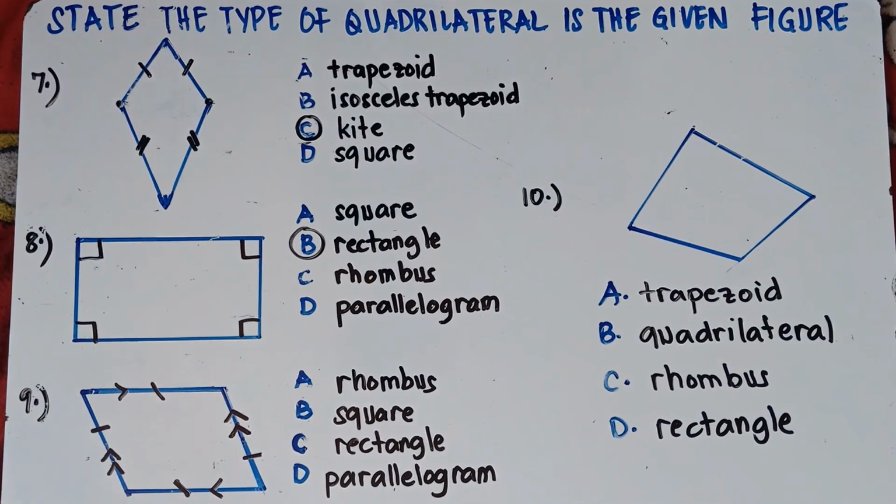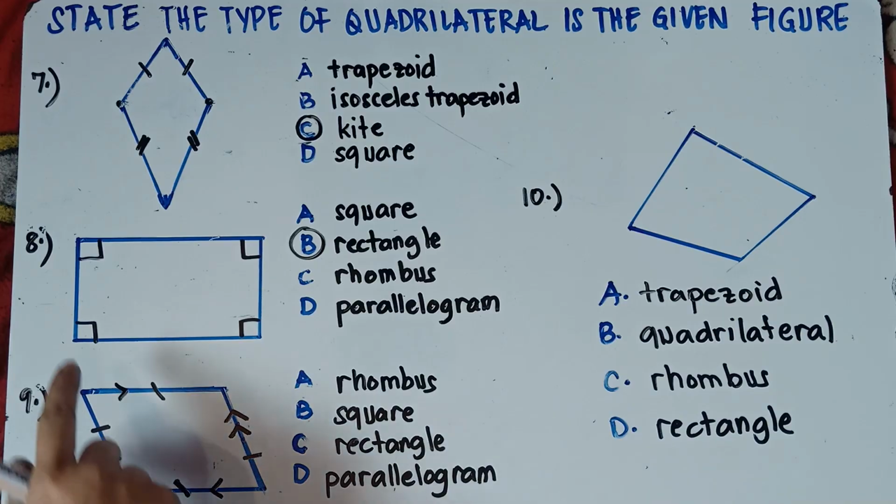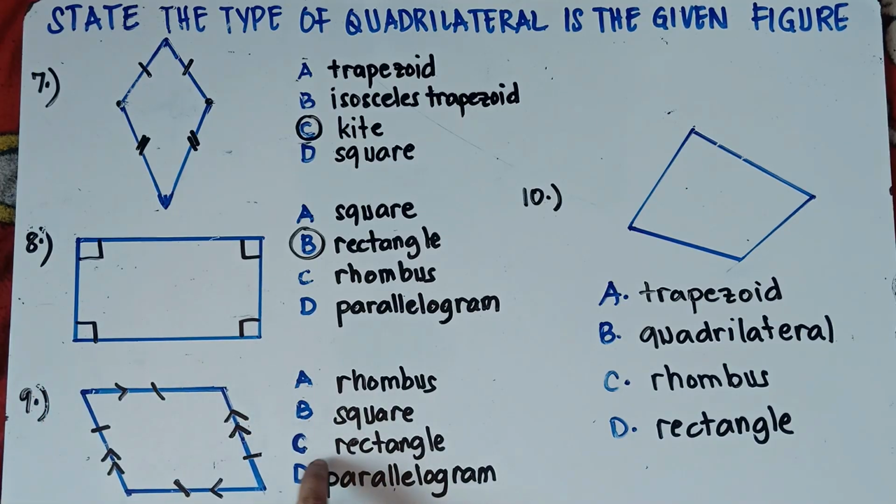Quite tricky for number 9. We have 4 equal sides. This side is parallel to this side. This side is parallel to this side. Is it A, rhombus, B, square, C, rectangle, D, parallelogram? So, what's the answer, class? Of course, that would be a rhombus because a rhombus has 4 equal sides and 2 sides are parallel to each other. We cannot answer square and rectangle, class, because a square has 90 degree angles, same with rectangle.